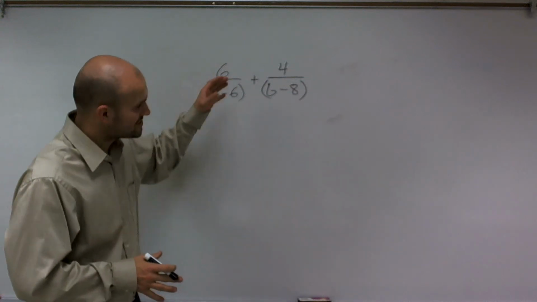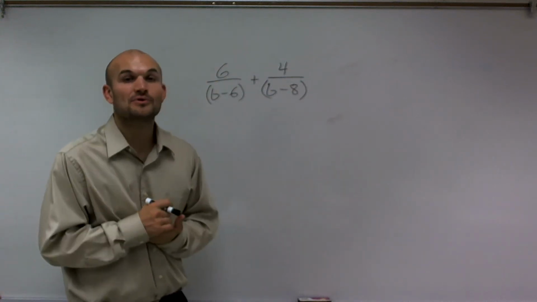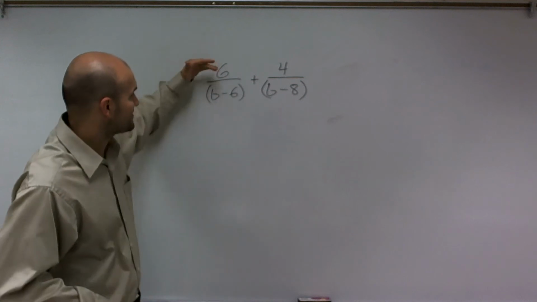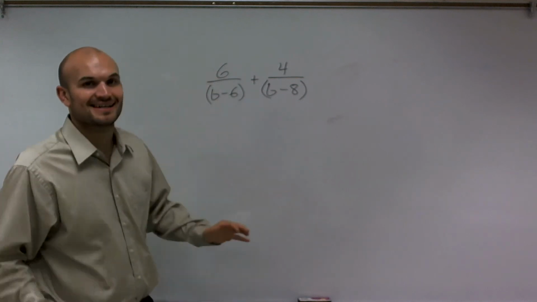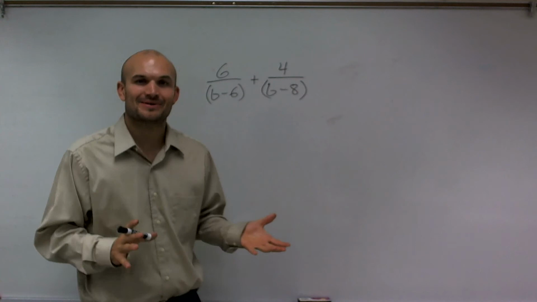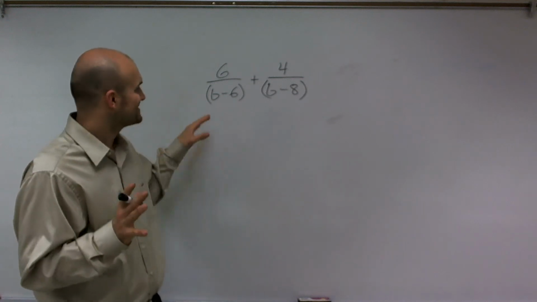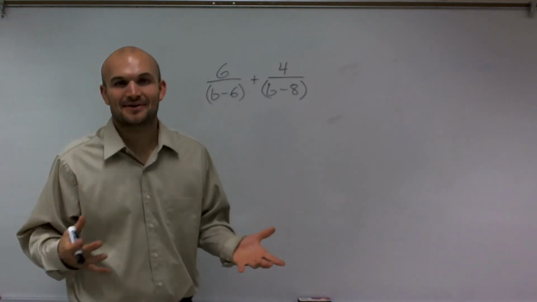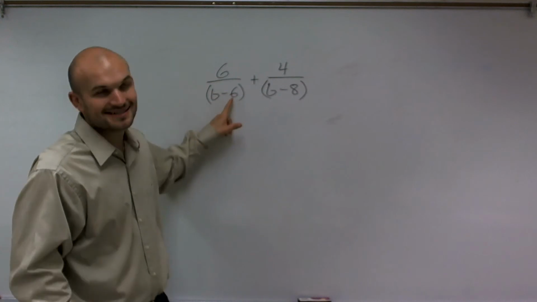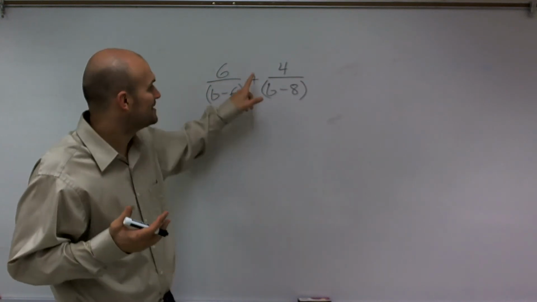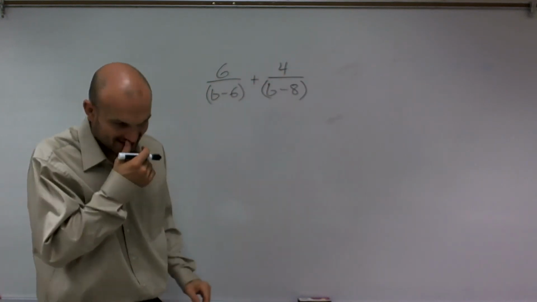Welcome. What I want to do today is show you how to add these two rational terms, where I have 6 divided by b minus 6. Now, I get it all the time from my students. I know that my b's and my 6 look identical, but please, that's a b and that's a 6. Sorry, that's the way I have it. Plus 4 divided by b minus 8.